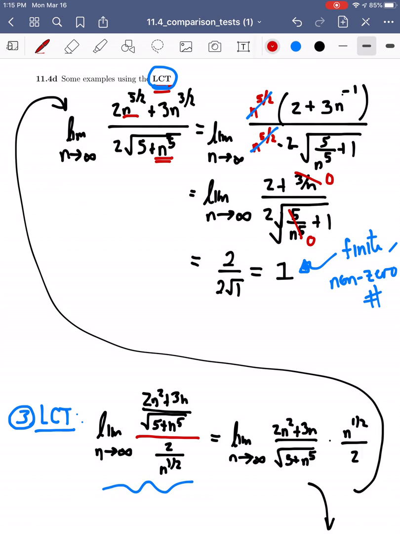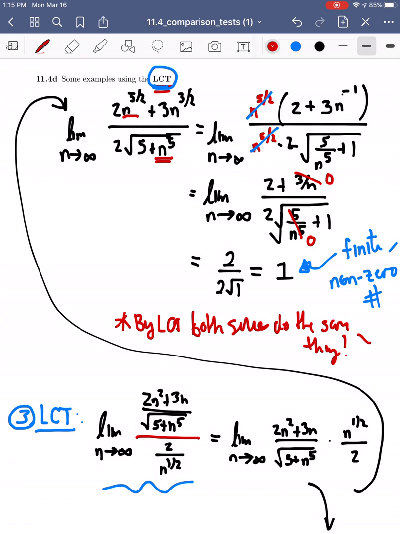So by limit comparison test, both series do the same thing. So that's where we are with the big picture of this problem. Let's go ahead and just synthesize the result. So I'll get rid of the start of this limit.